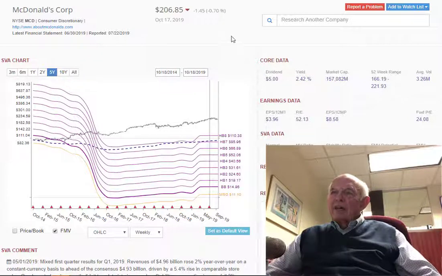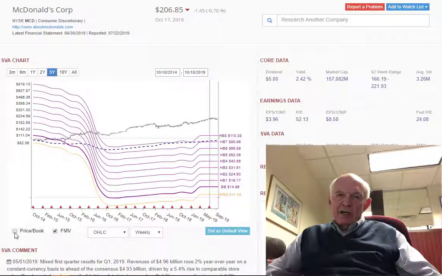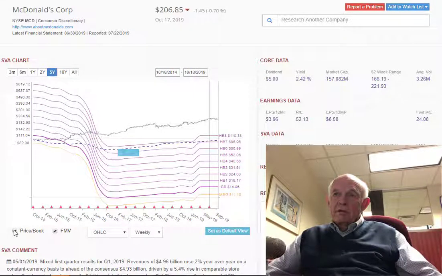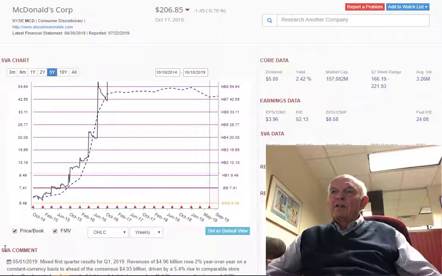Knowing that fair market value and the ROE button on our chart can be very, very useful in taking a look at a company like McDonald's. Now, McDonald's has been buying back a lot of stock, and the stock price rose and rose and rose. But let's go and take a look at what's happened to the ROE of this company.